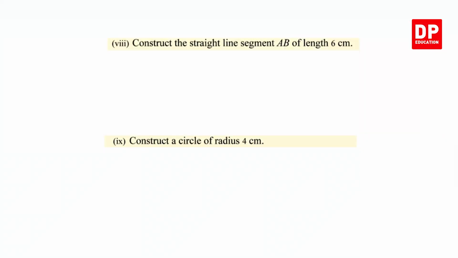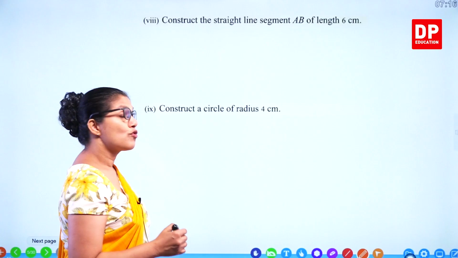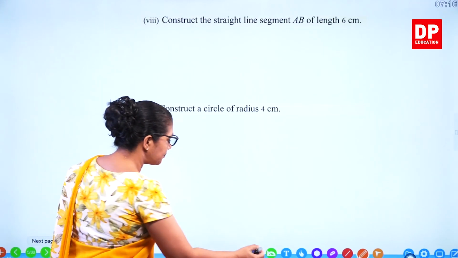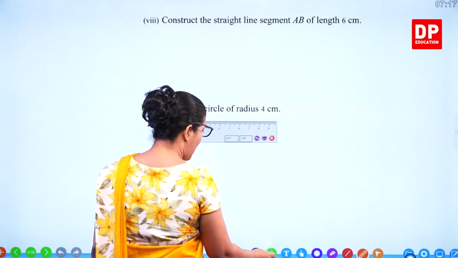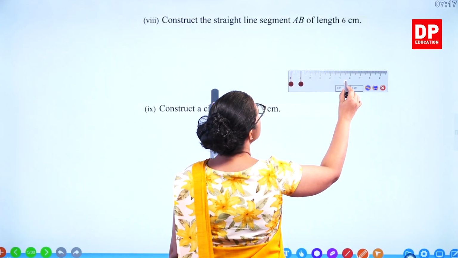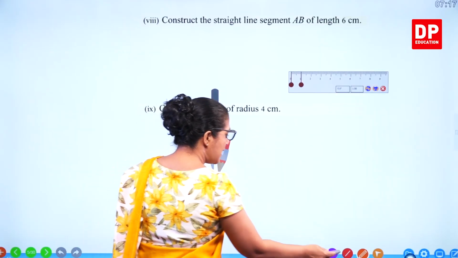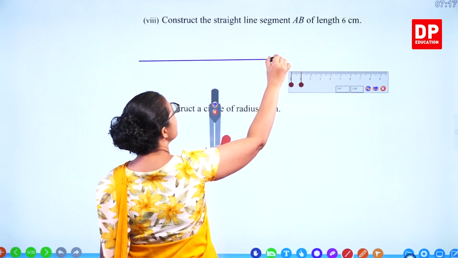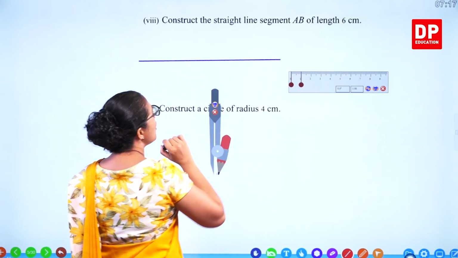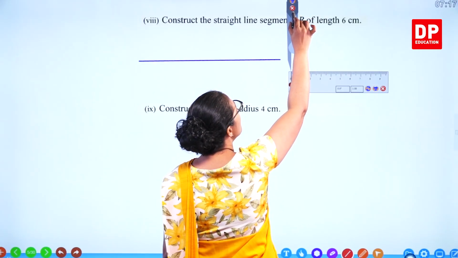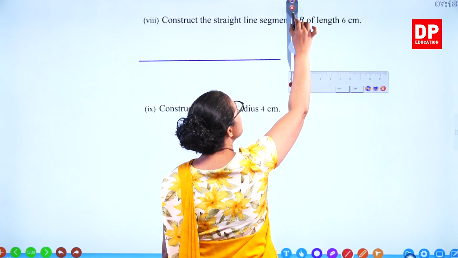Look at this one. Construct the straight line segment AB of length 6 centimeters. So you need to use the ruler and the compass. So take the ruler and the compass. So you need to measure 6 centimeter length. So before that, take the ruler and draw a line segment, any length. Then what you do? Take the compass. First you measure 6 centimeter length.